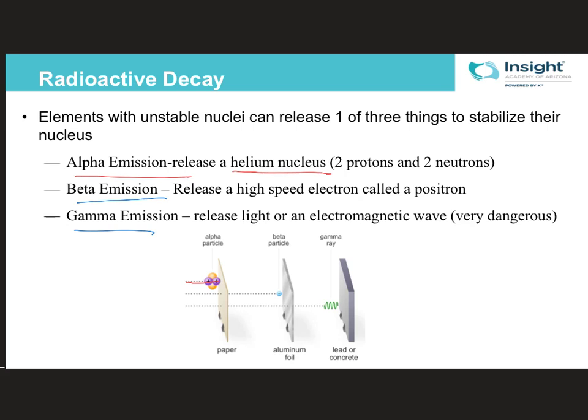A beta particle gets released, it's going to pass through the paper, but if it comes up to something like aluminum foil, it'll stop there. Gamma rays, on the other hand, go right through the paper, right through the foil. They'll go right through your skin if you were in the way. The only thing that's really going to stop it is lead or concrete. So this is showing you that gamma rays are really strong. They can go through most materials.